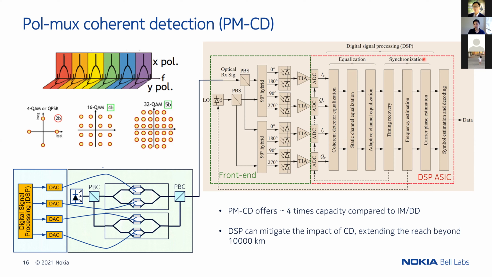And there is tremendous progress in making the DSP ASIC more efficient and more powerful. Today we can use signal processing to cancel out all the chromatic dispersion, an unlimited amount of dispersion, so we can extend the reach beyond even 10,000 kilometers. This is a much more powerful transmission technique, but as you can see from the block diagram, it is much more complicated, both in the hardware and in the signal processing.